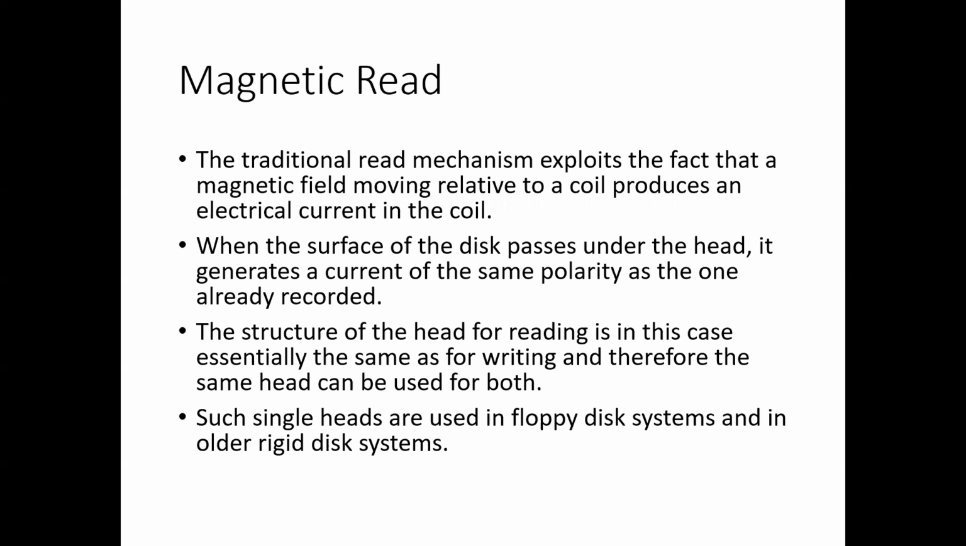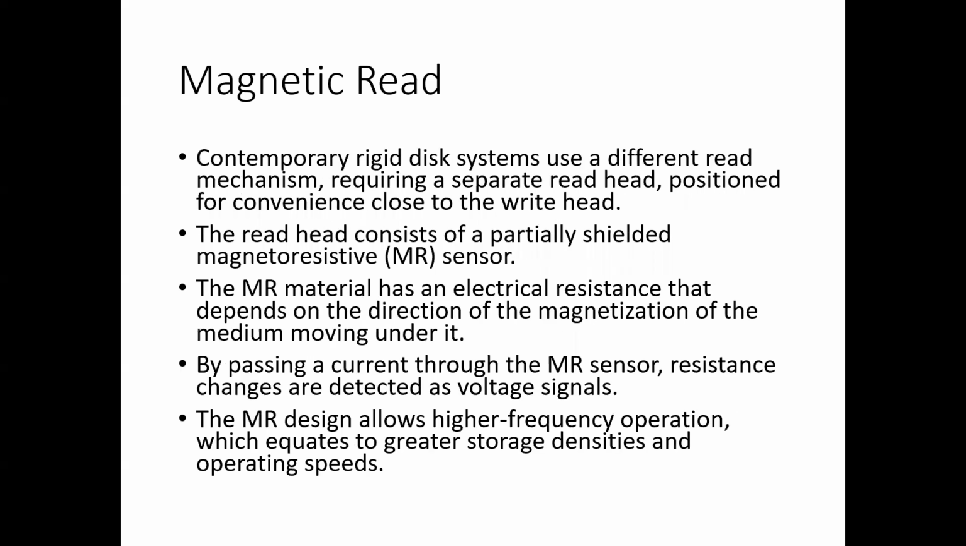Going about it the other way, read exploits the fact that the magnetic field moving relative to the coil produces an electric current in the coil, and then we can read what that electric current is. When the surface of the disk passes under the head, it generates a current of the same polarity as the one already recorded. The structure of the head for reading in this case is essentially the same as for writing, and so the same head can be used for both, but oftentimes you find dual head systems. The single head was often used in the old floppy disk and in older rigid disk systems.